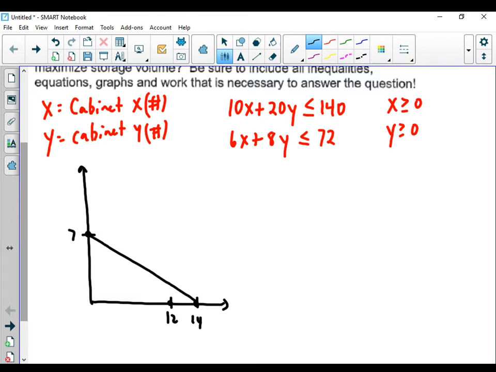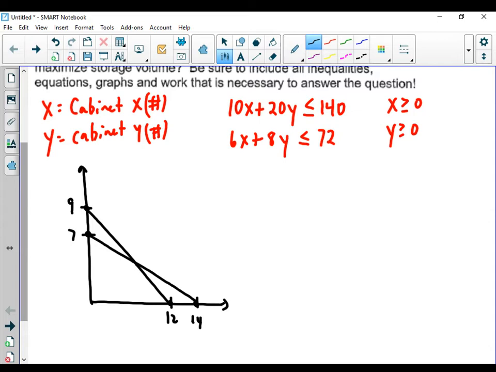And then the y-intercept would be when x equals 0, so 8y equals 72, when y is equal to 9. And I'm going to connect those two together. Now this is another less than, so I'd be shading below that one as well. So I'm shading below both those lines.